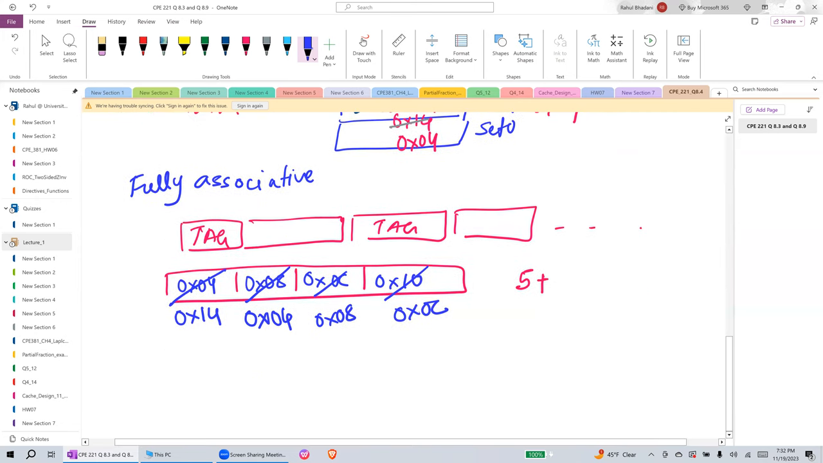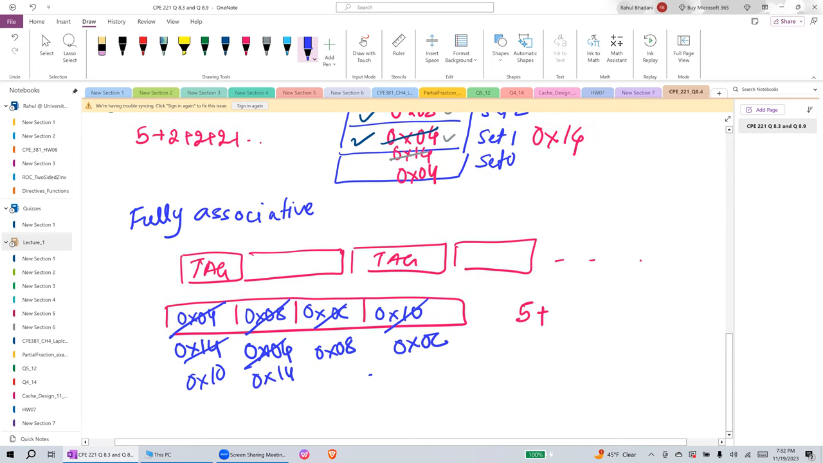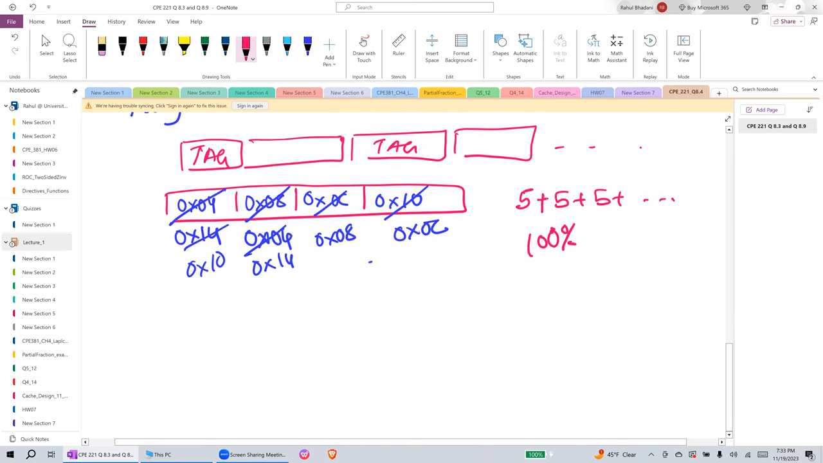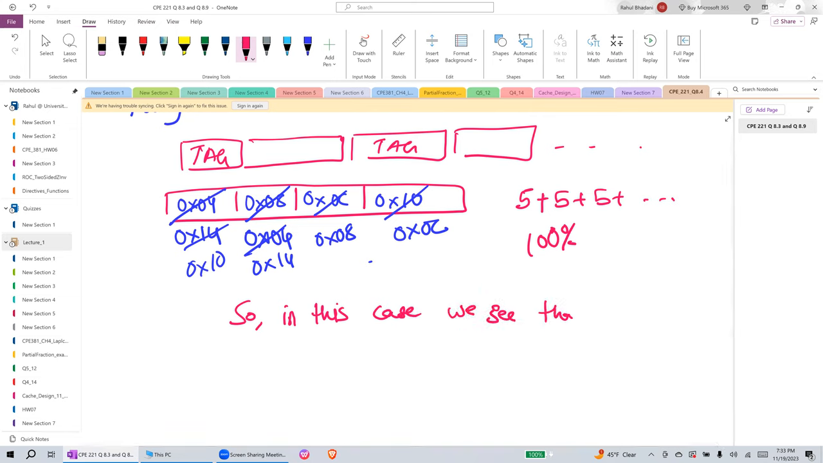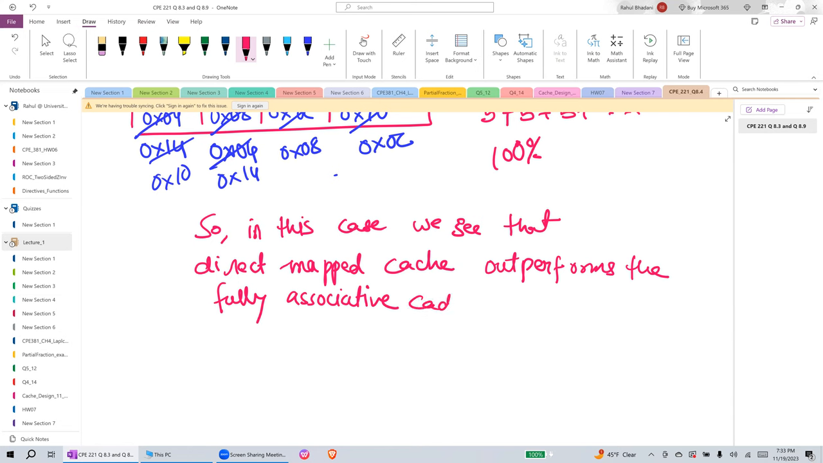And then after that, 0x10, then in this case, 14, and so on. So you will see that there will be 5 misses every time. And here, actually, the miss percentage is 100%. So in this case, we see that the direct mapped cache performance, the fully associative cache with LRU.